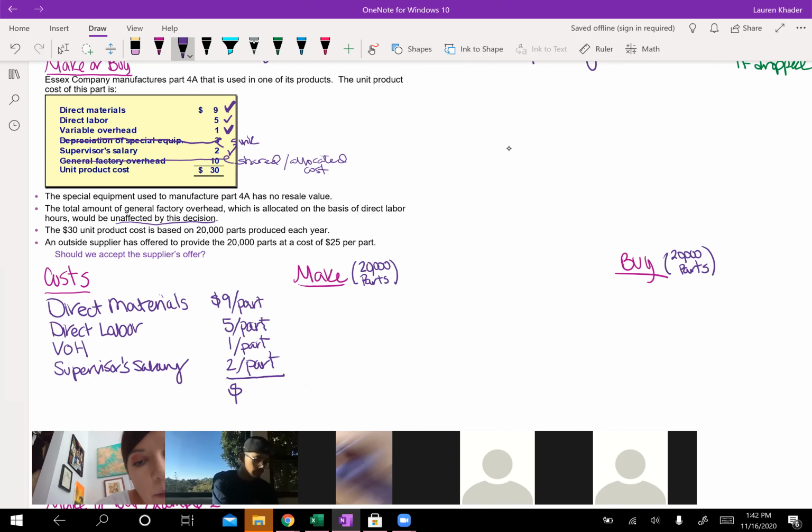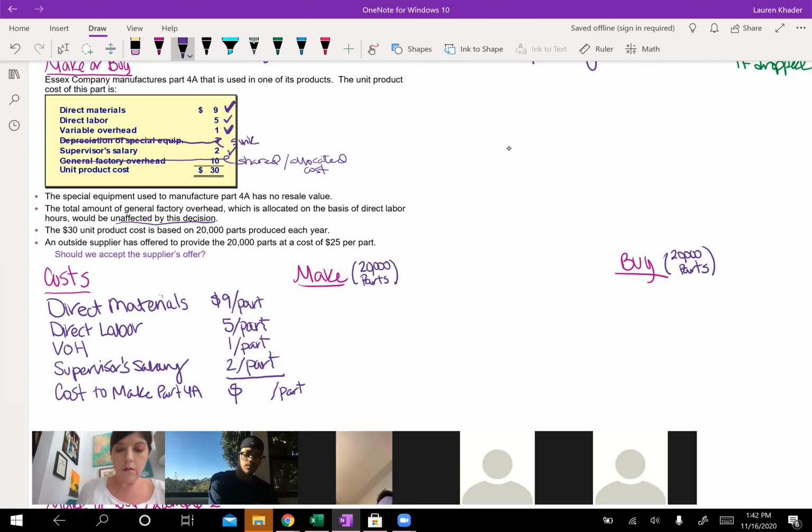So the cost per part to make is a total of what? $17 per part. $17 per part times the 20,000 parts that is our annual need. So total cost to make is $340,000. Correct.